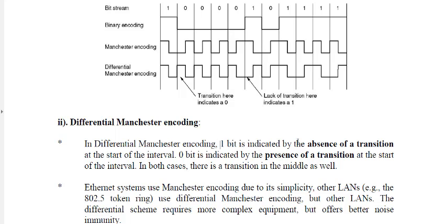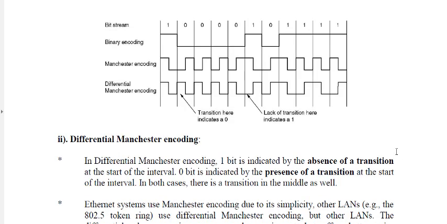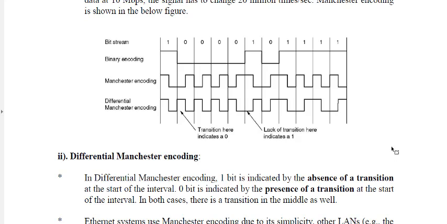1 bit is indicated by the absence of transition at the start of interval, whereas 0 bit is indicated by the presence of transition at the start of the interval. These two lines you have to remember. Based on this, you have to look into this encoding figure. So that is about Manchester encoding and differential Manchester encoding.